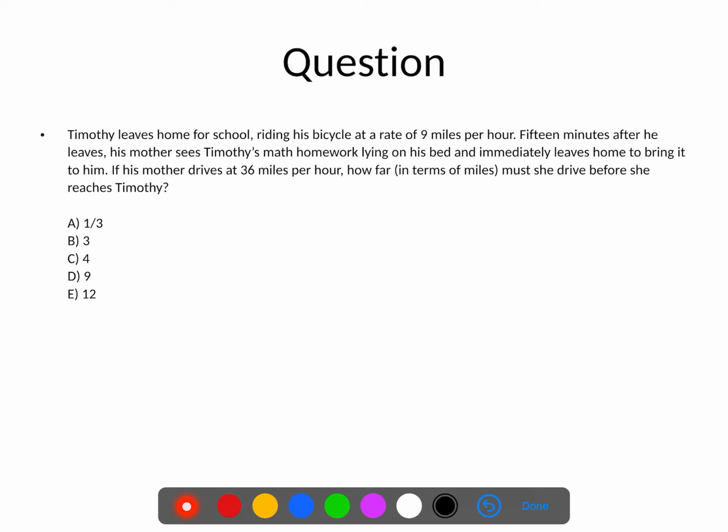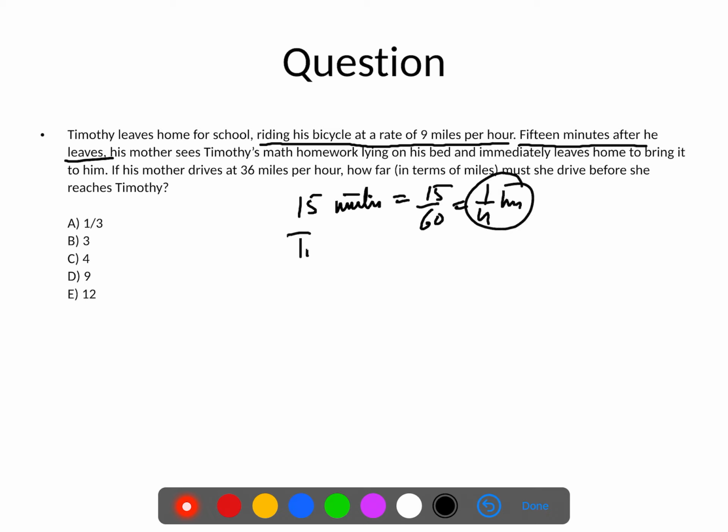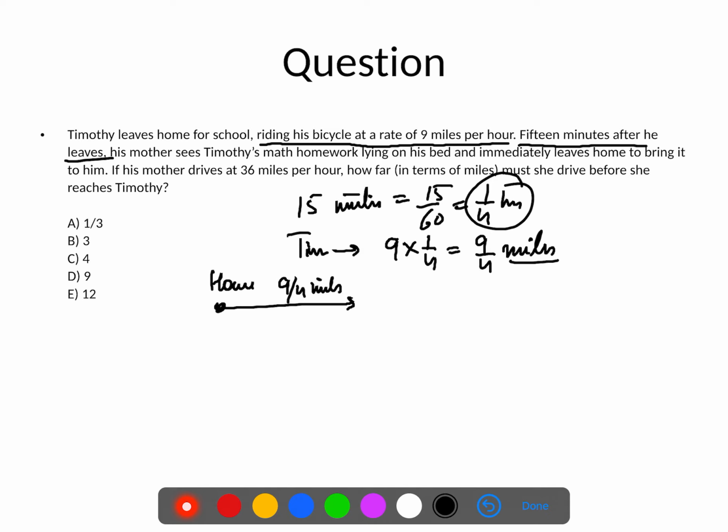Timothy leaves home for school riding his bicycle at the rate of 9 miles per hour. 15 minutes after he leaves. That means, in 15 minutes, 15 by 60, 1 over 4 hours, Timothy would have traveled speed into time, 9 by 4 miles. So this is, let's say, home of Timothy, and he has traveled 9 over 4 miles. Speed is 9 miles per hour, of Timothy.